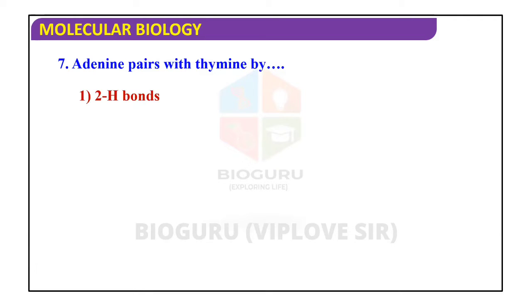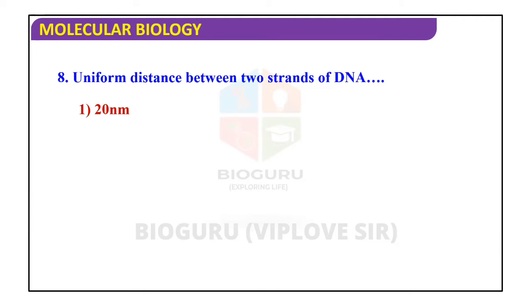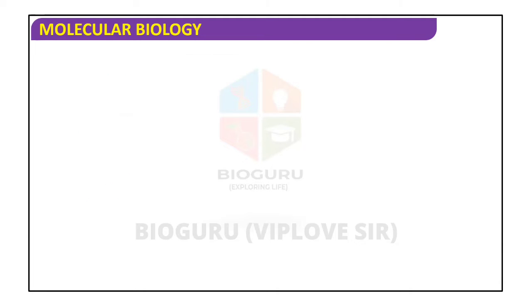Chemical nature of DNA was studied by Chargaff, Watson, Crick, Seck. Yeah, Chargaff. Adenine pairs with thymine by 2 hydrogen bonds, 3 hydrogen bonds, 4 hydrogen bonds or 5 hydrogen bonds. Yes, it is 2 hydrogen bonds. Uniform distance between two strands of DNA 20 nanometer, 80 nanometer, 22 nanometer or 20 angstrom. Yes, it is 20 angstrom.